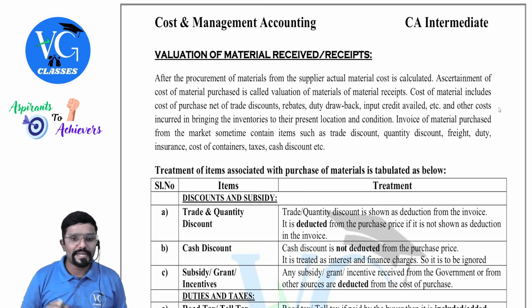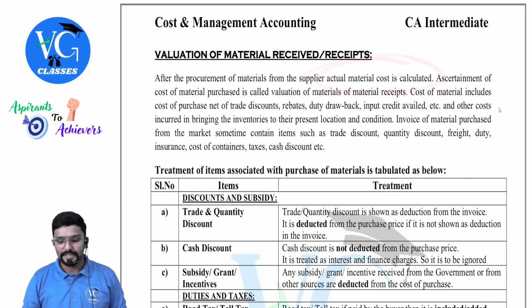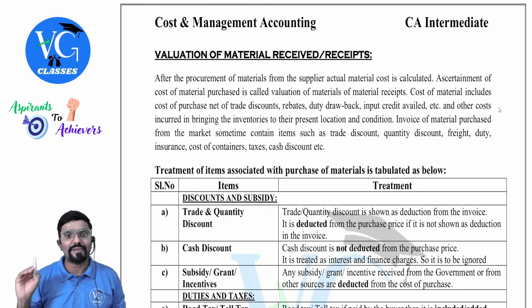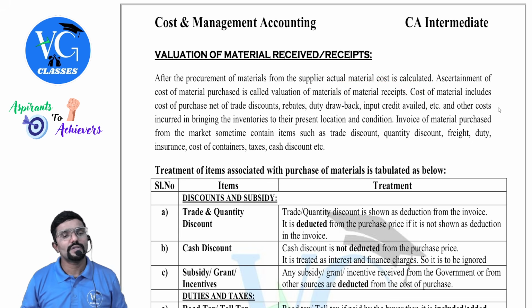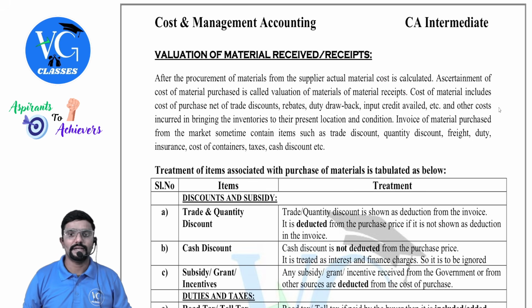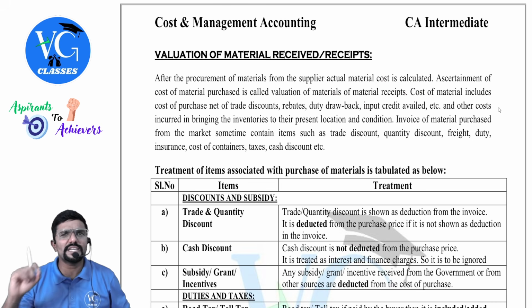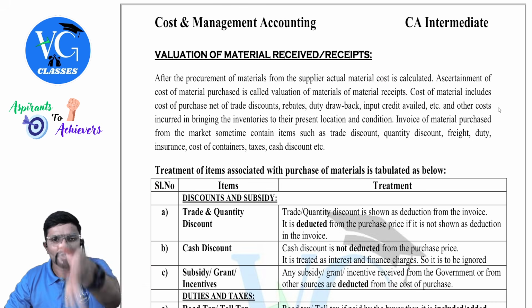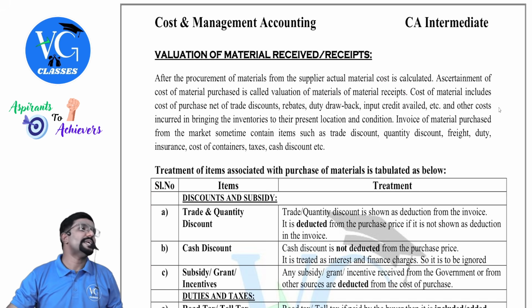After the procurement of materials from the supplier, actual material cost is calculated. Ascertainment of cost of material purchased is called valuation of material receipts. Cost of material includes cost of purchase net of trade discount, rebates, duty drawback, input credit availed, etc., and other costs incurred in bringing the inventories to their present location and condition. What all cost is incurred till the goods are received and stored in my godown? We have to include it.